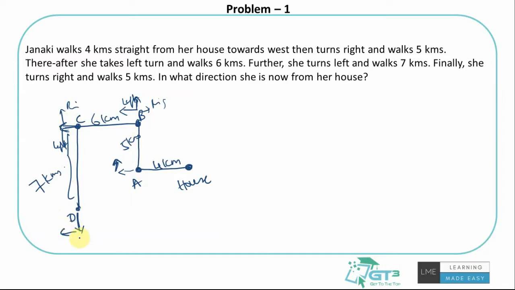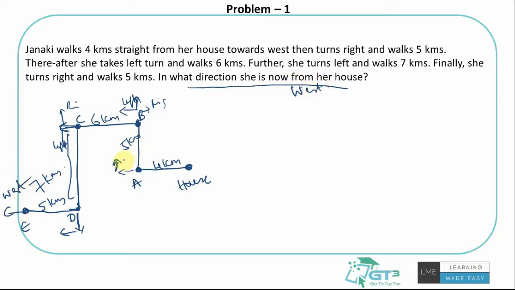She finally turns right. So the right of her will be this. So she turned right now. That means she is now again facing west. She walks for another 5 kilometers and she reached this point. Let's assume this to be E. The question is simply asking in what direction she is now from her house. It's super simple, she is facing west.